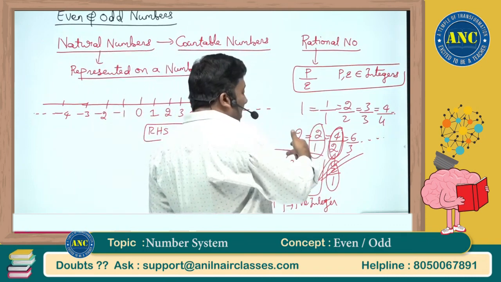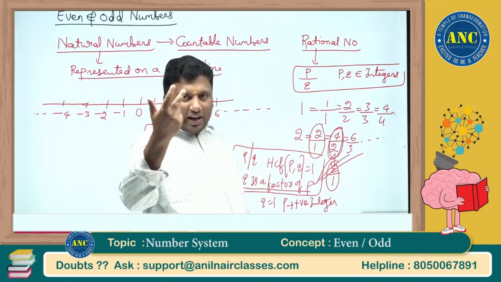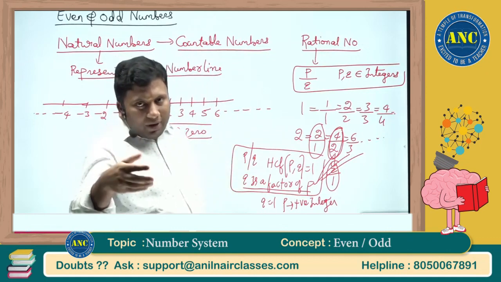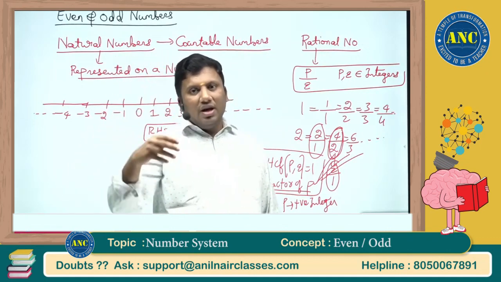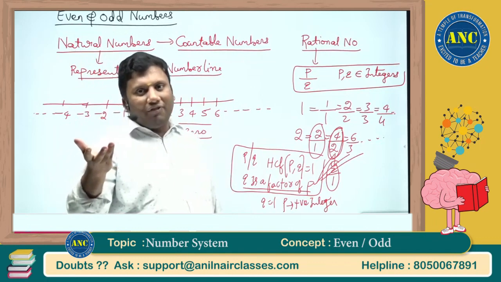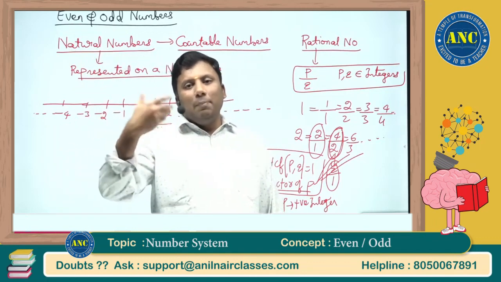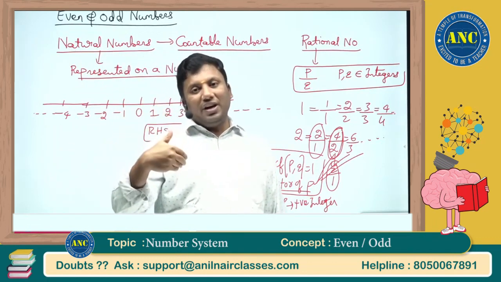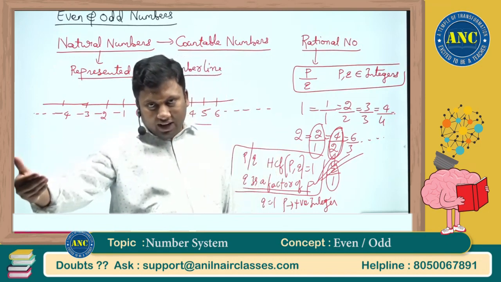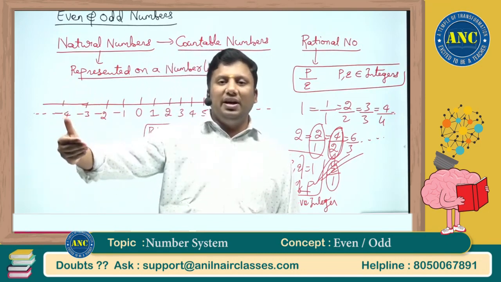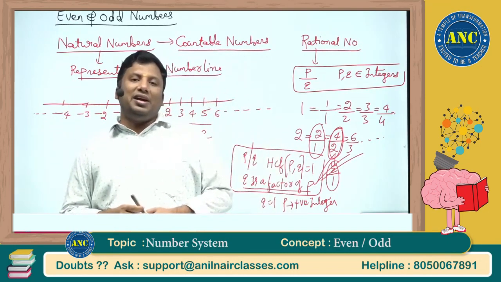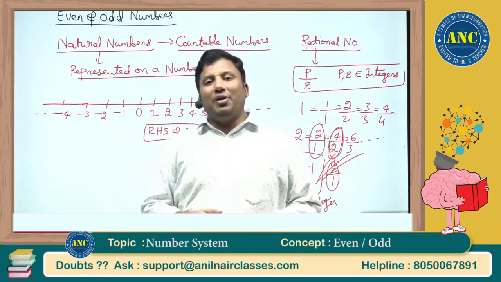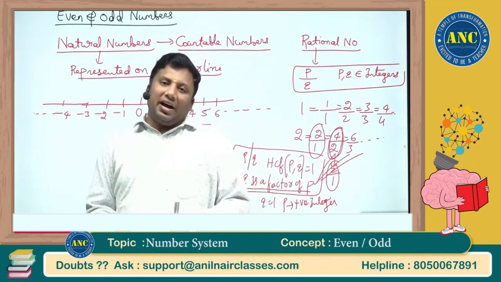Sir, what if this condition fails? Then we will get a proper fraction, improper fraction, or mixed fraction. Sir, in an improper fraction, what if the denominator is derived from 2 and 5? Then we will get a terminating decimal. What if the denominator is not derived from 2 and 5? Then we will get a recurring decimal.